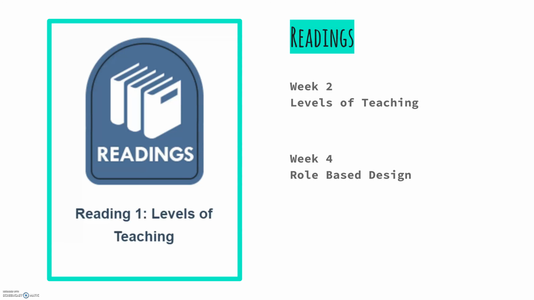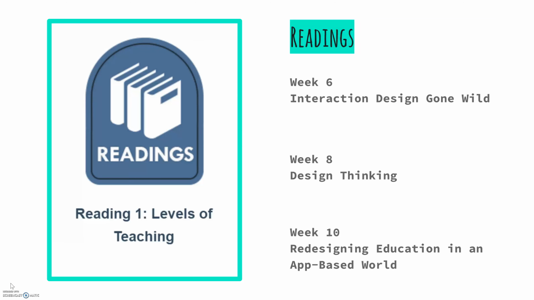In week 4, we read about role-based design and talked about what qualities a good designer has and where we might fit in. In week 6, we went into the wild and discussed design and action-based research, as well as characteristics we think we exemplify in our designs. Reading for week 8 was about design thinking, and our last reading and discussion revolved around redesigning education in an app-based world.